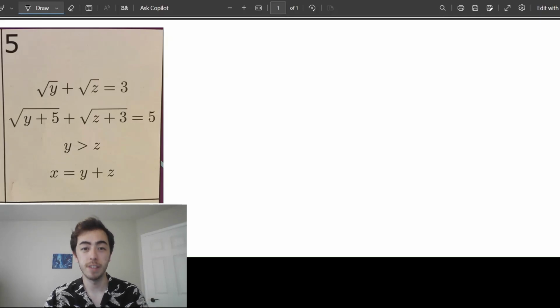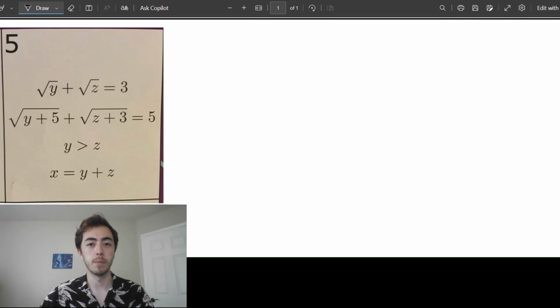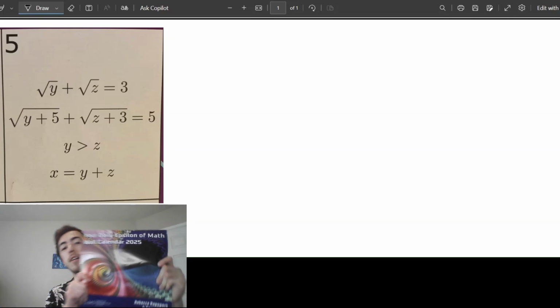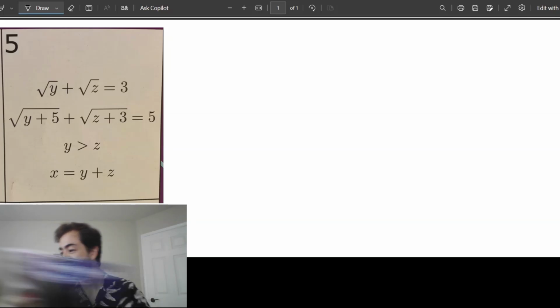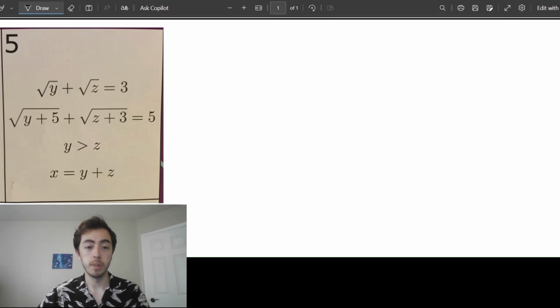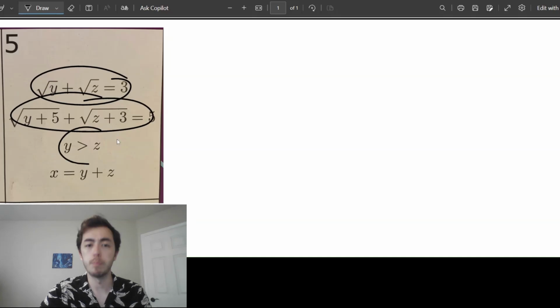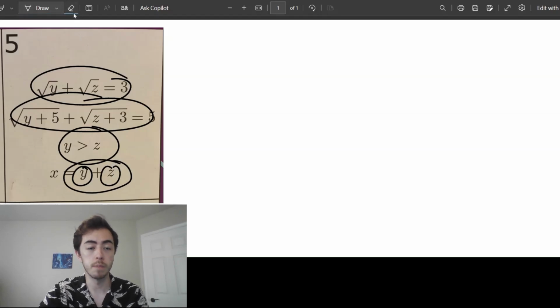Today is July 5th, and we're solving problem number 186 from the Daily Epsilon calendar. Looks like we have some information about y and z. We have three different bits of information, and hopefully that's enough to either figure out what y and z are, or maybe we'll just isolate their sum, y plus z, and we should show that that equals 5 today, which is today's date.